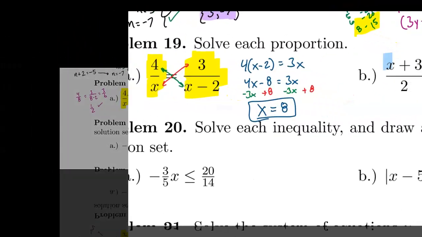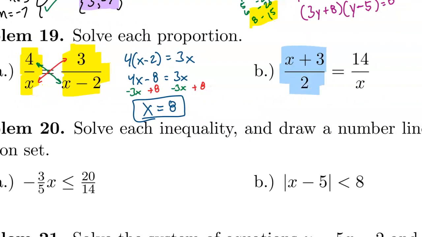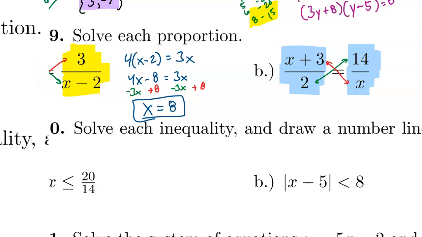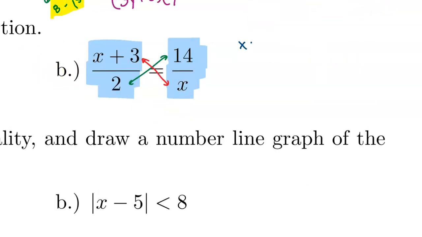In part B, we can apply cross-multiplication in a similar way because it's a proportion. Again, it's a proportion because it's an equation that involves setting two ratios equal to each other. So I can multiply 2 times 14 and put that on one side of the equation, and x plus 3 times x goes on the other side. So this gives me x plus 3 times x equals 2 times 14, which of course is 28.